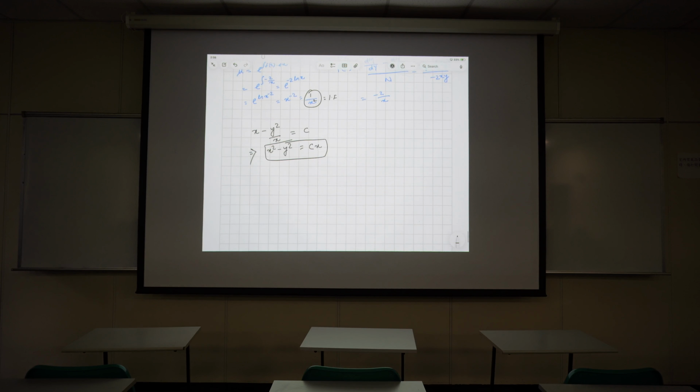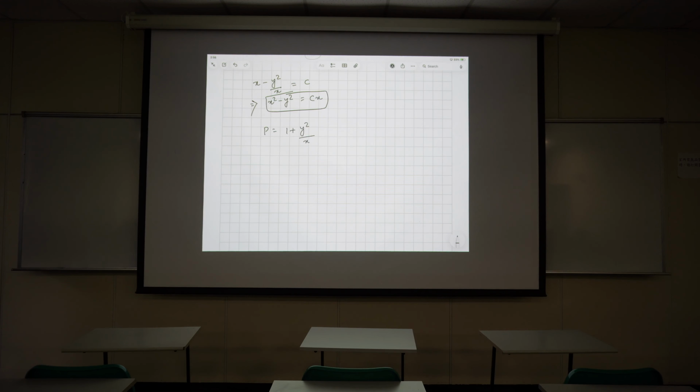Okay, let's check it step by step. So what is your P? After multiplying the integrating factor, what is your P? Yes, 1 plus this much. What about your Q? Minus 2y by x. All of you getting the same thing?